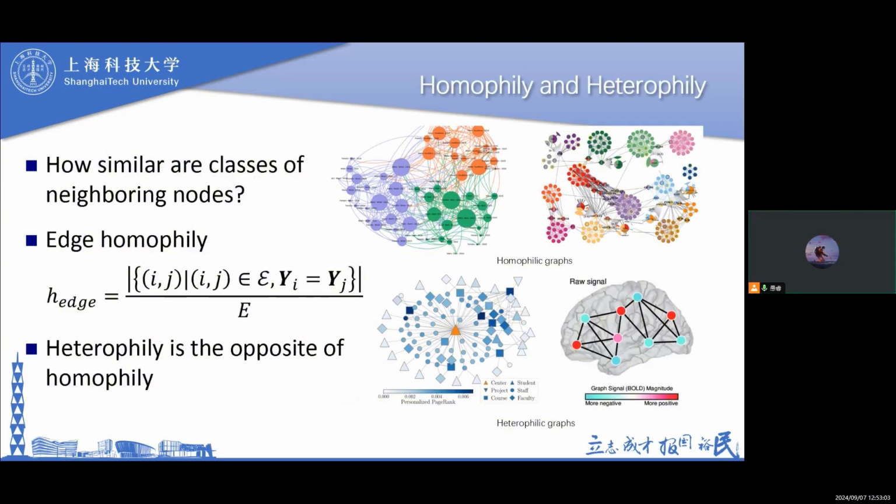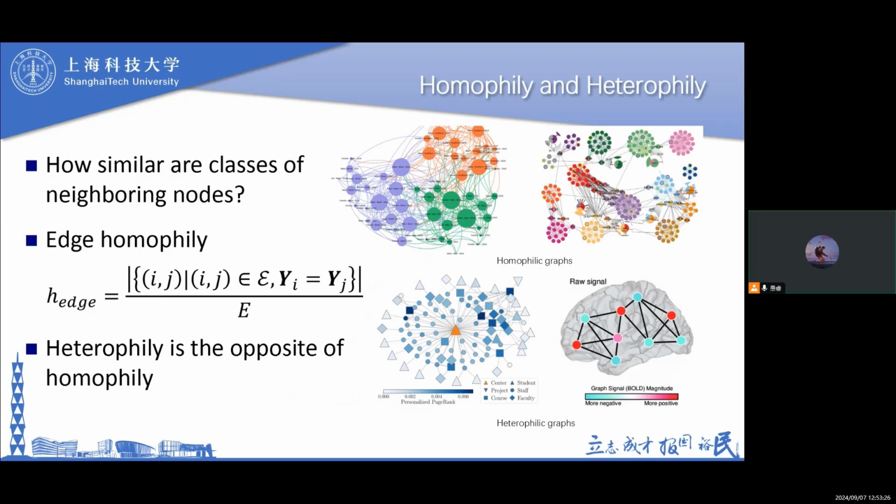Let's start by introducing graphs. A graph is a data structure used to represent relationships between entities, consisting of nodes and edges. Graph machine learning tasks include graph node classification, link prediction, and so on.